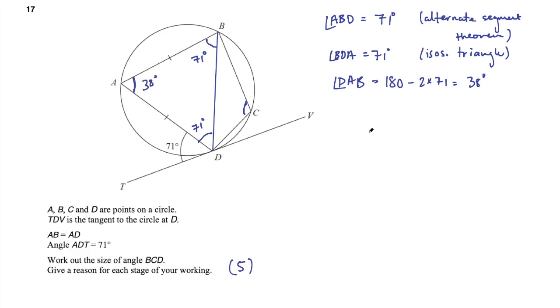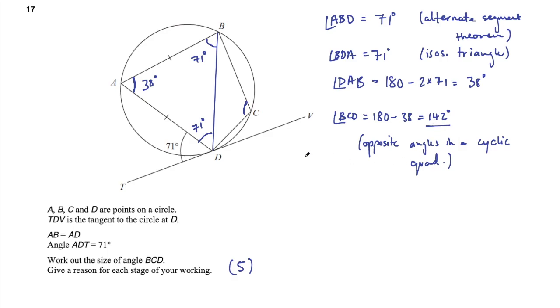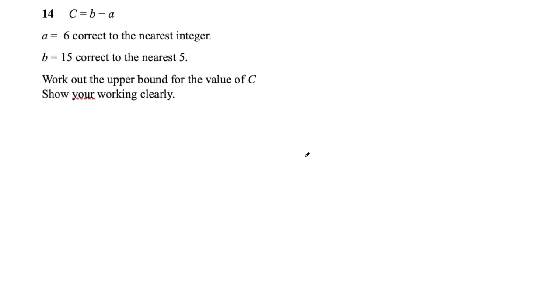And then opposite angles need to add to 180. So I can then say angle BCD equals 180 take 38, which is 142 degrees. And that is because opposite angles in a cyclic quadrilateral add to 180. And that is your final answer there. Okay, so 3 circle theorems questions. Let's move on to an upper lower bounds question.